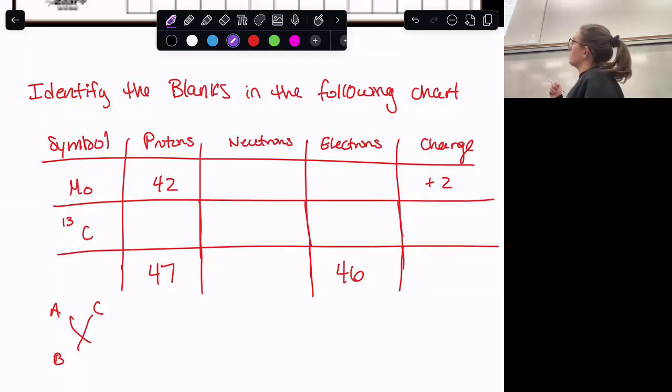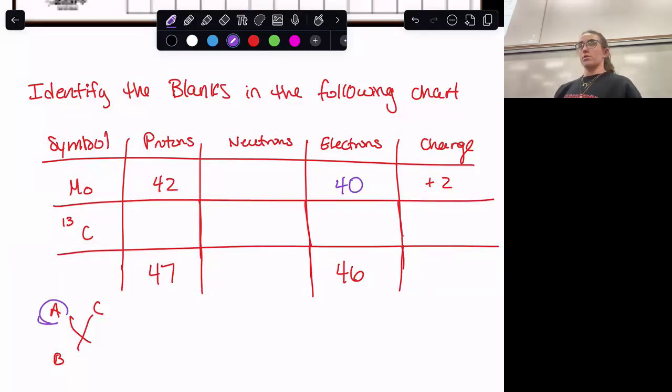Okay, so we're given the symbol for Mo, which is molybdenum. And you know that your proton number is 42. So what does 42 tell us? Yep, it has 42 positive charges, and then we have a charge of +2. So what can we get from that information? We know that it's positive, so do we have more or less electrons? We have less electrons, so how many electrons do we have? We have 40, yep.